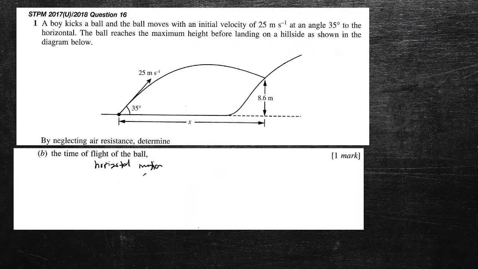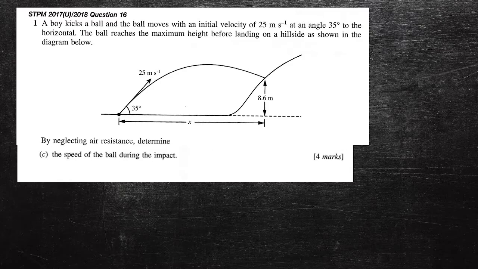Okay, so x equals 20.5 t. We're going to find the time of flight. We can use x equals 42.3, which is what we have before. It means the length of it. So 42.3 equals 20.5 t, so t equals 2.06 seconds. This is the time of flight of the ball, and it's only one mark on there.